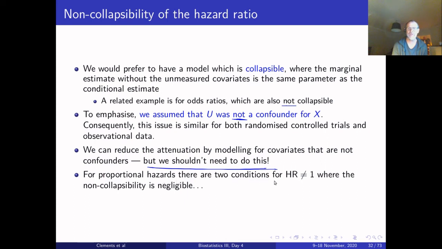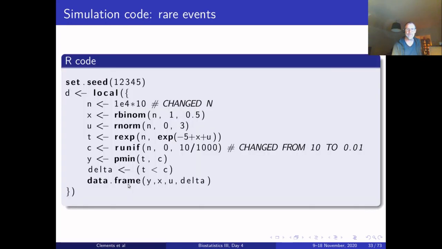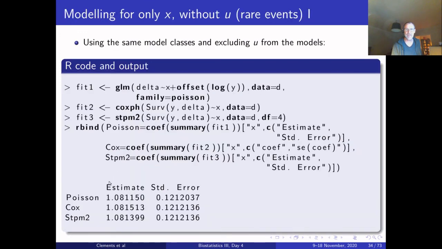For proportional hazards, there are two conditions for hazard ratios that aren't equal to 1 where the non-collapsibility is negligible. The first thing we can do is assume that we've got rare events. So we basically look at outcomes very early on. And I think we also made the n slightly larger. And then we find that it's not. So this is without U, and with U. And these are much closer to 1. Yay!